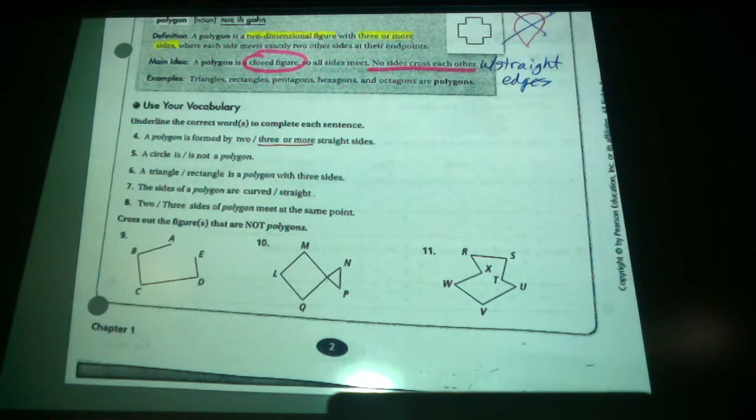All right, so let's stop. Let's see what you said. Number 5, a circle is or is not a polygon? It's not, correct. Why? It doesn't really have any sides, right? It's just one big curve. So because a polygon has to have straight edges, it's not.